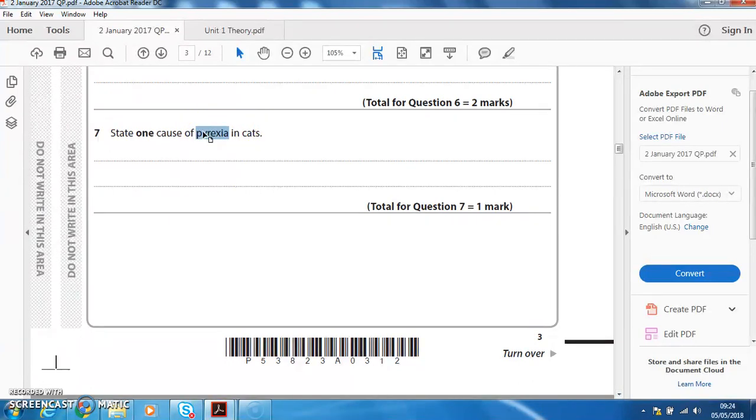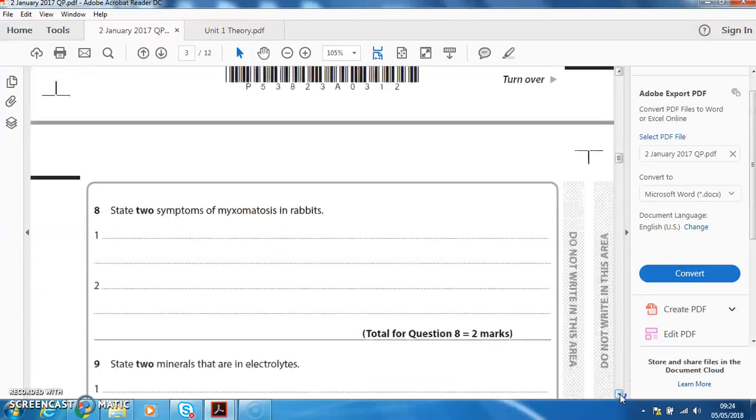Pyrexia is when you get a fever, so the answer is increased body temperature. Increased temperature.